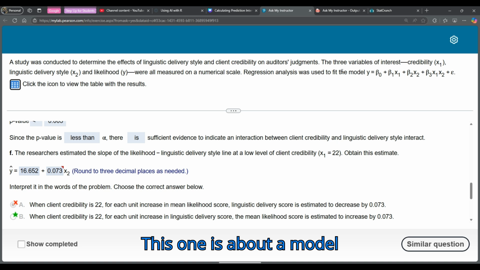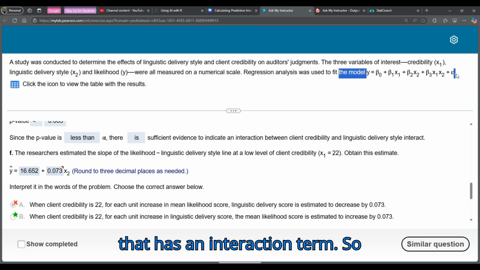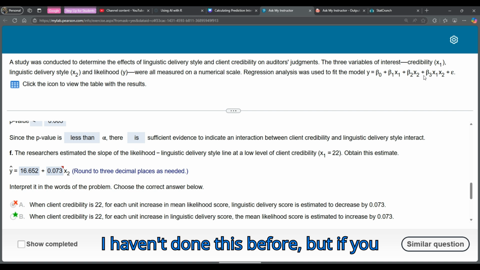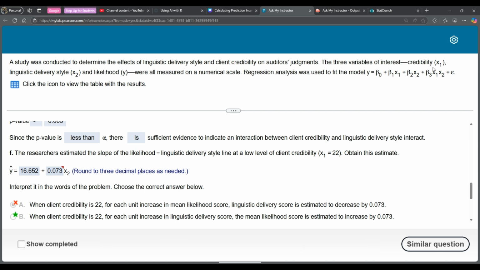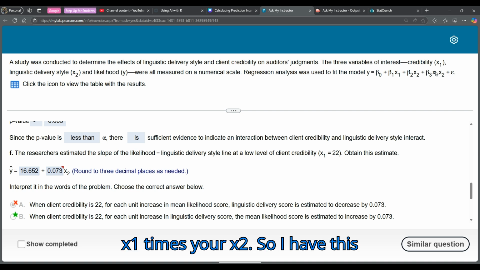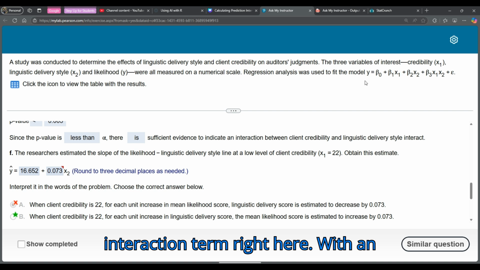This one is about a model that has an interaction term. I haven't done this before, but if you look here, your beta 3 is your x1 times your x2. So I have this interaction term right here.